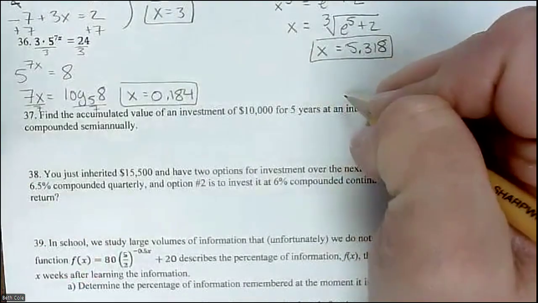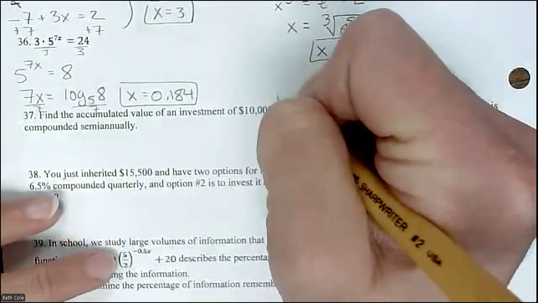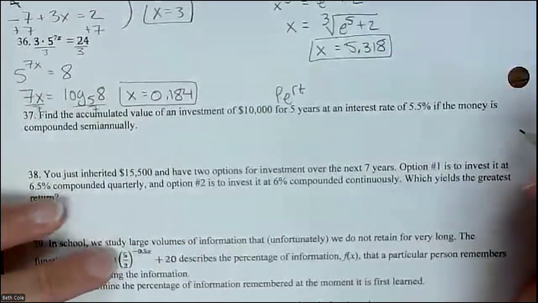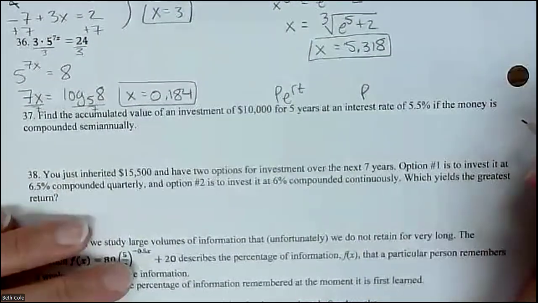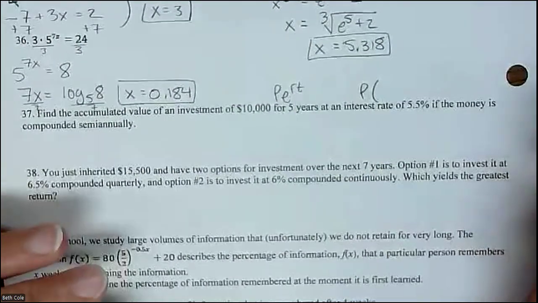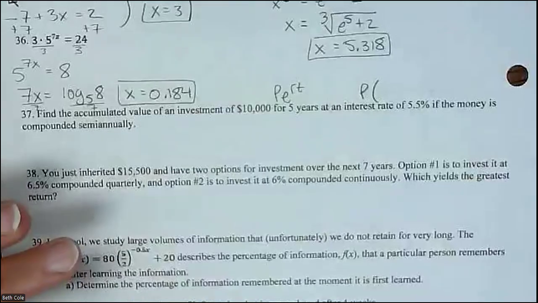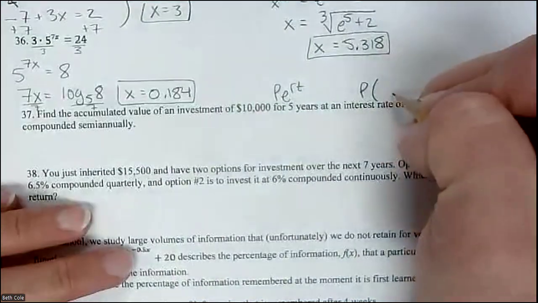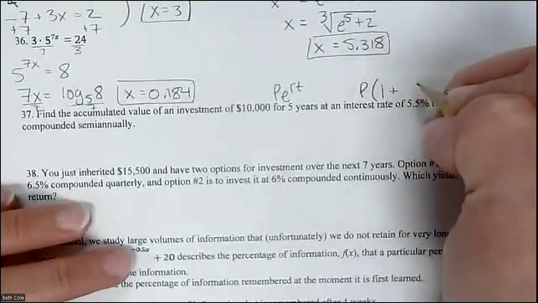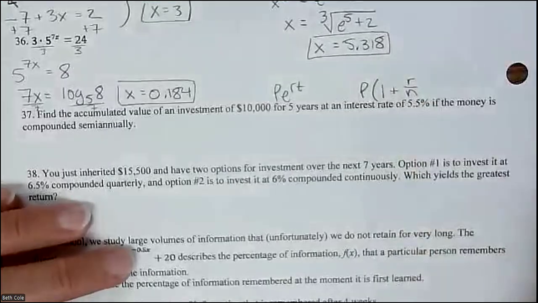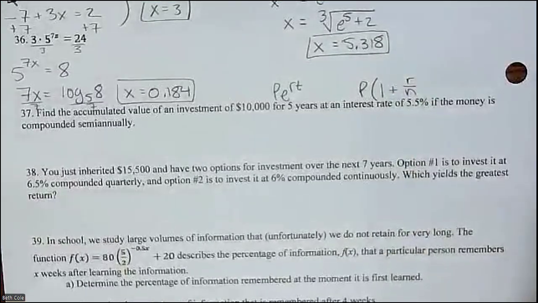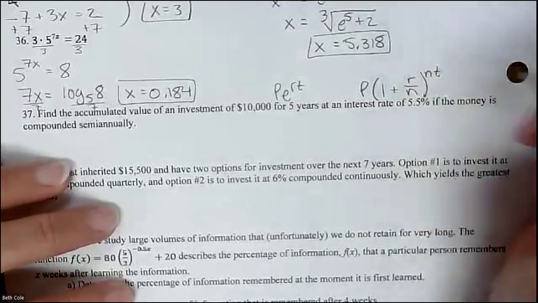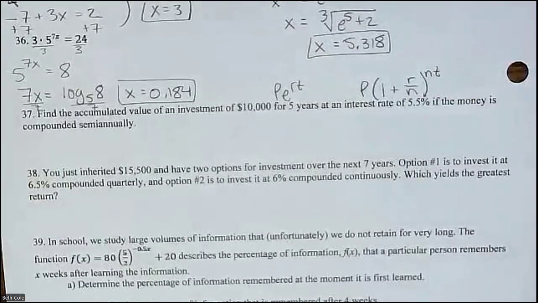What is it for continuously? Because everybody always remembers that one. PERT, that's if it says continuously. The other one, P parenthesis. Does anyone remember what goes inside? I'll just throw the question. 1, good, plus, it's R over N to the N. I always say to the N to try and get people to remember. It's to the N.